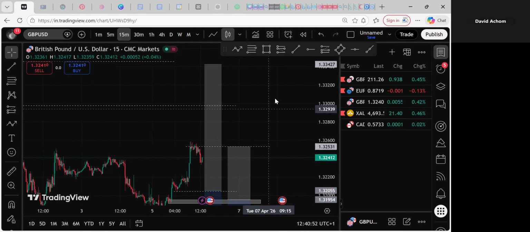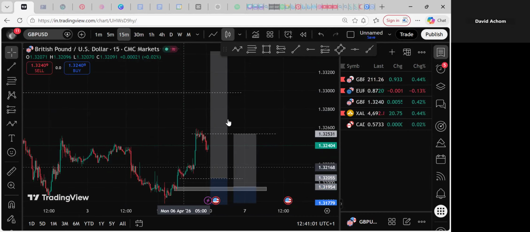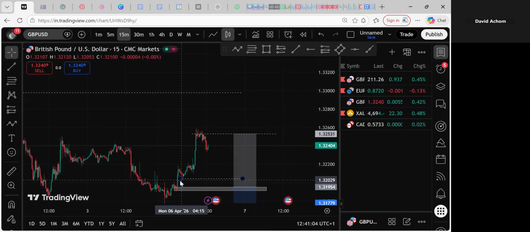One second. Sorry. Before you end, I think we should clear out this first entry. That's the liquidity zone. The first entry. Okay. Yes, that's the liquidity zone.